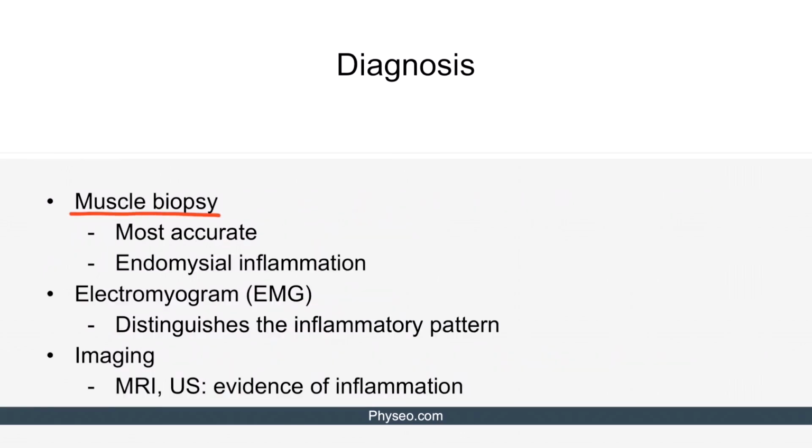A biopsy of muscle tissue is the most accurate diagnostic method, and it will show muscle inflammation, specifically endomysial inflammation, like we discussed before. Now, this endomysial inflammation seen on biopsy is an important distinguishing feature from other inflammatory myopathies, as I'll show you later in this lecture. So, before we move on, let's quickly review some terms from histology of muscle tissue.